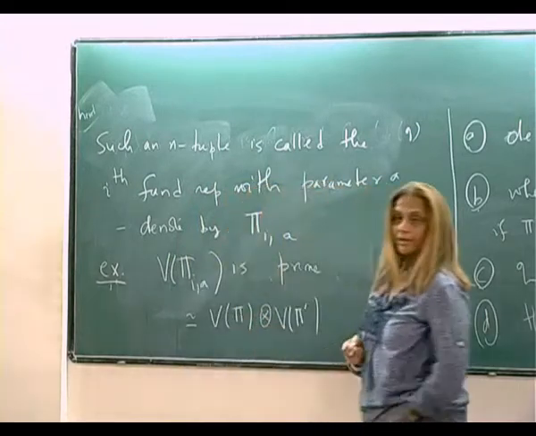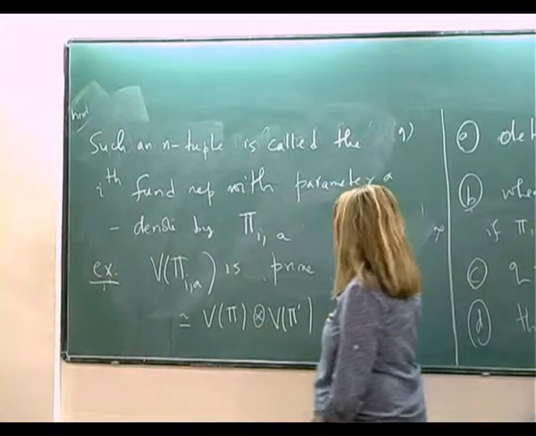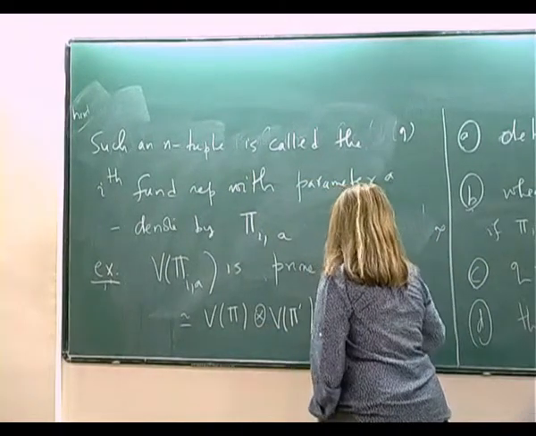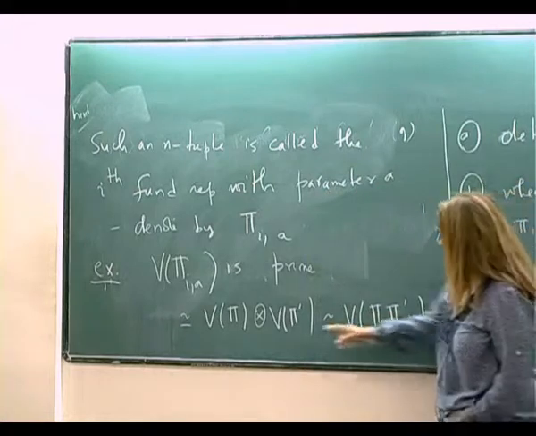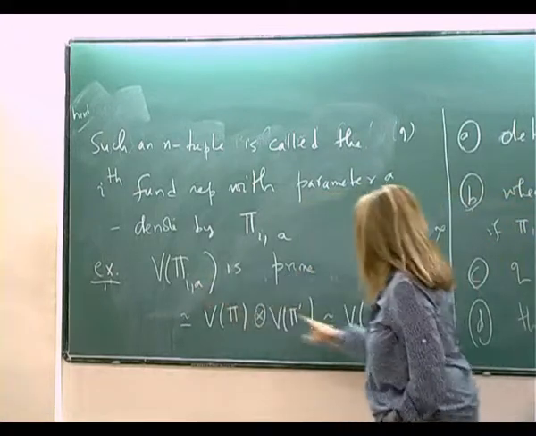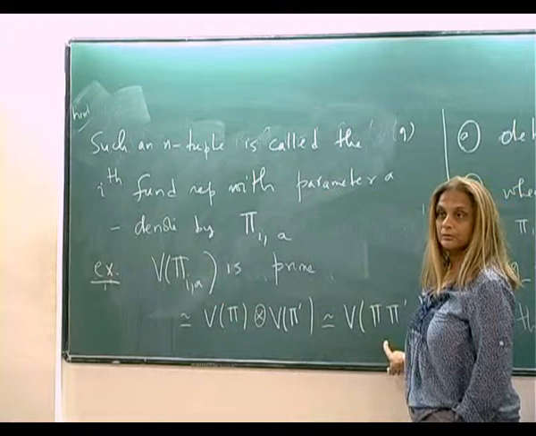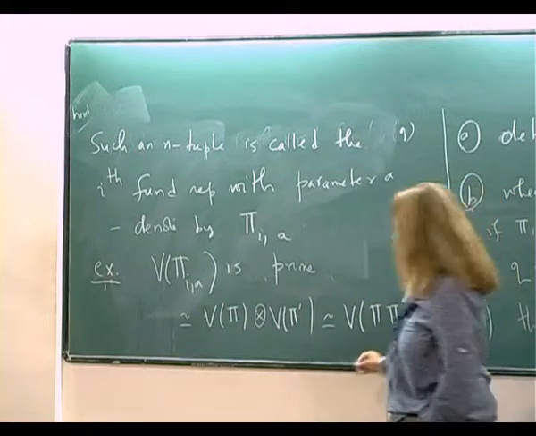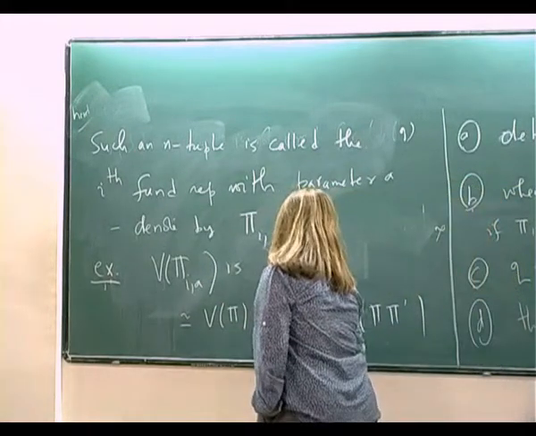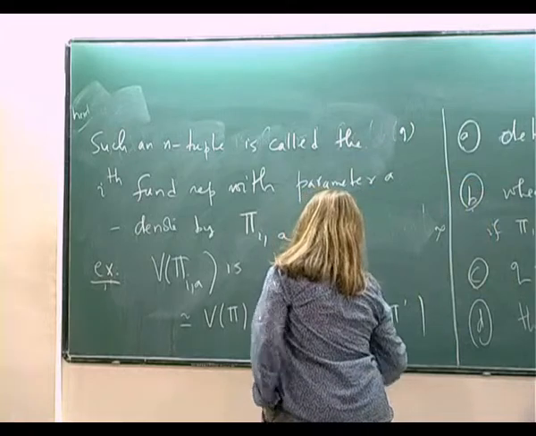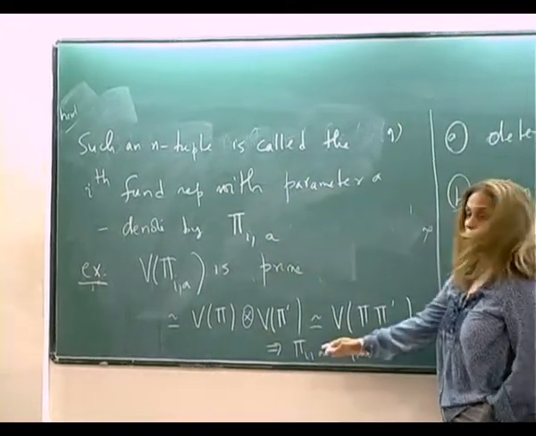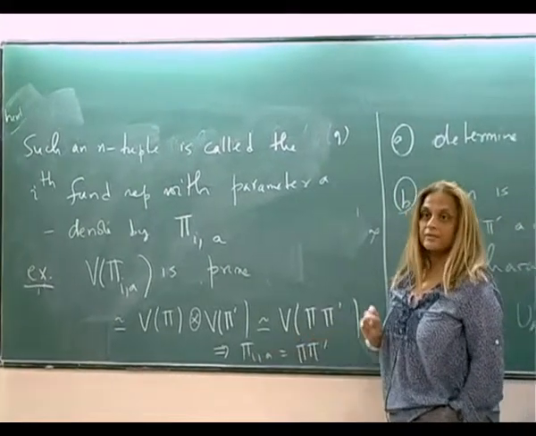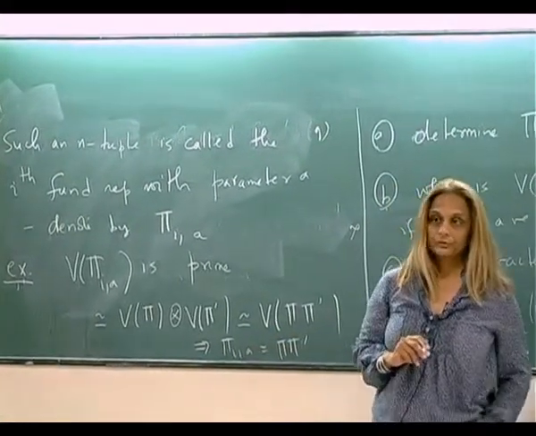Now what did I say last time? Such a tensor product is necessarily isomorphic to V_pi prime, right? So that means pi_i^A must be equal to pi prime. But this can't happen because the only non-constant entry is at degree 1. Right? So it's prime.